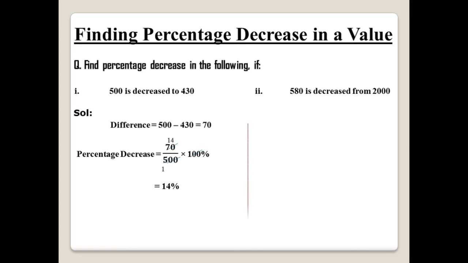Proceeding in the same way, for the second question, the difference is already given to you. It is 580 and the base value, the original value, is 2000. So the percentage decrease is 580 over 2000 multiplied by 100%. Cancel the zeros of 100 and 2000, then cancel the 0 of 580 and 20, then 2 ones are 2 and 2 29s are 58, so the final answer is 29%.